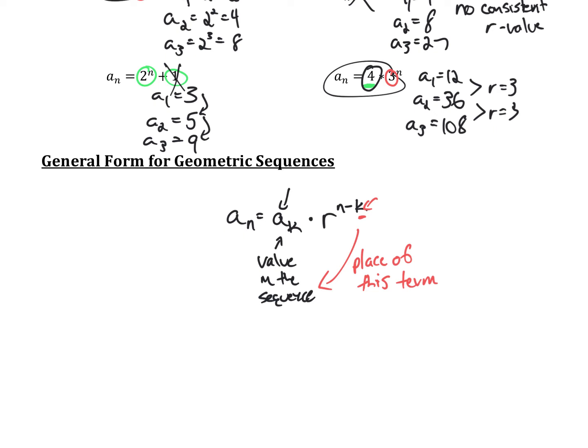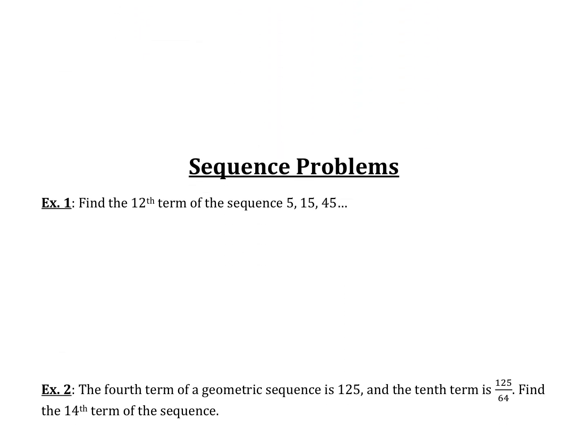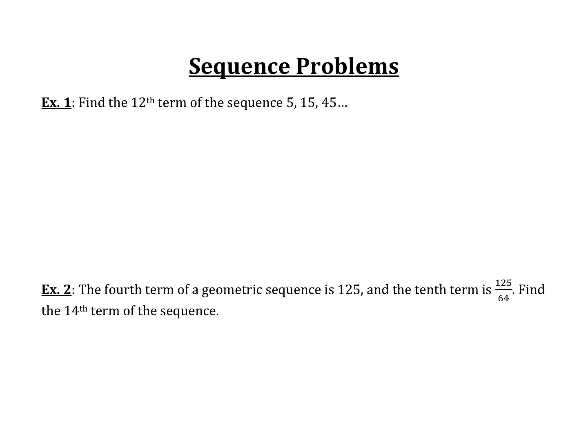All right, so let's maybe do a couple of examples, and then it'll be time to go. So let's do some sequence problems here in the back. It says find the 12th term of the sequence 5, 15, 45, dot dot dot. In this case, I know it's geometric, not arithmetic, because to get from 5 to 15, I can see that my r value is 3. To get from 15 to 45, my r value is 3. So I seem to have a consistent r value, thus it's got to be geometric.